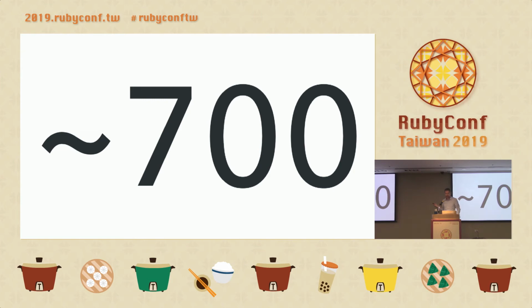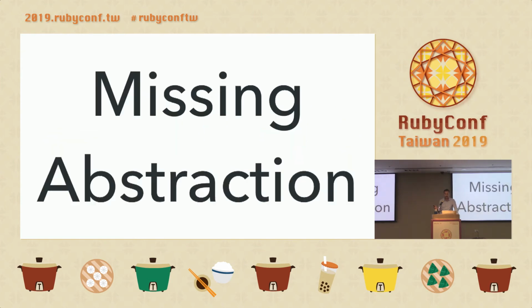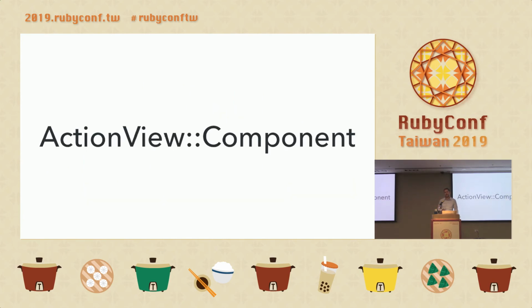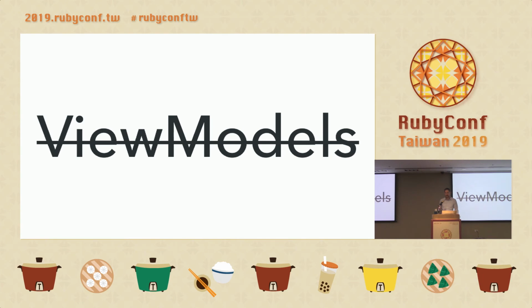And taking a step back and thinking about this pattern across many of the Rails apps I've seen it in, it kind of just feels like a missing abstraction. So if we're doing it in all of our applications, but Rails doesn't provide a way to express it, something's wrong. But luckily, we think we found the abstraction, and that it's called Action View Component. So our current experiment is seeing if we can replace view models with components. And the results so far have been very encouraging.